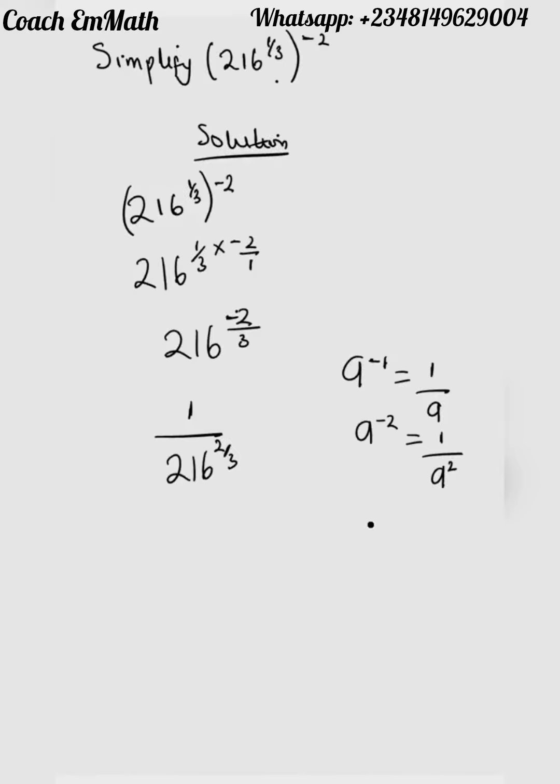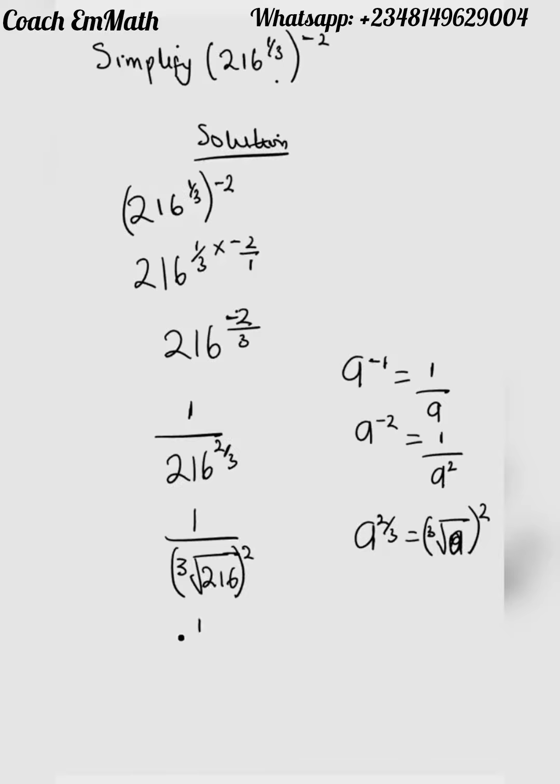Now, according to the law of indices as well, if I'm having a to the power of, let me still use 2 over 3, it's the same thing as saying that I'm looking for the cube root of a, and after getting this, I want to square it. The cube root of a, and then after doing that, I square it. So it means that at this point right now, I'm going to be having 1 over the cube root of 216, and after getting this, I will want to actually square it.